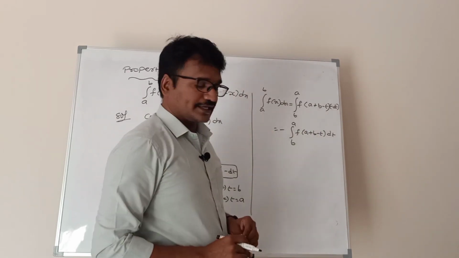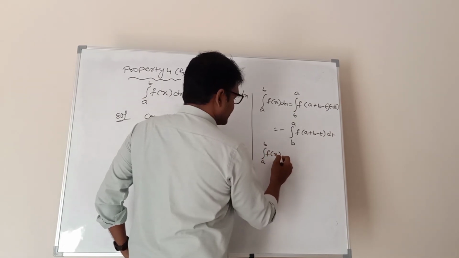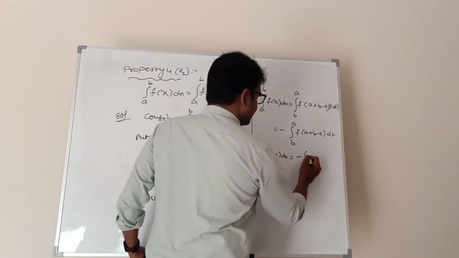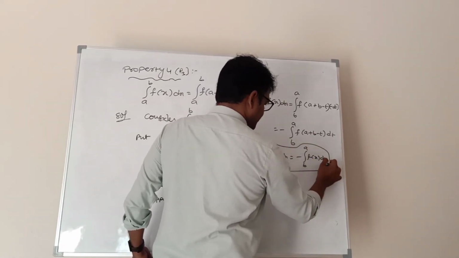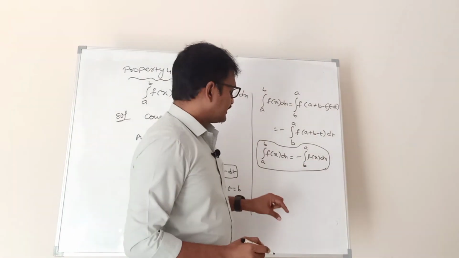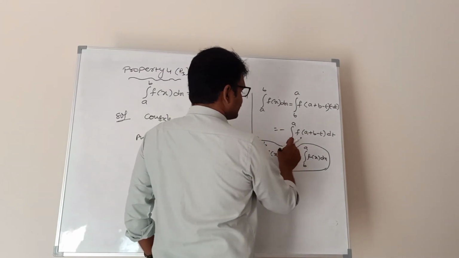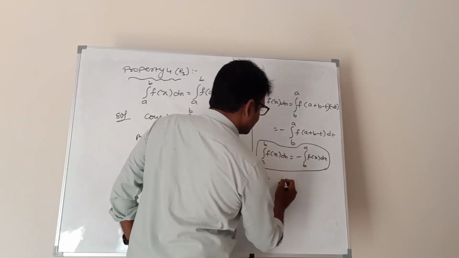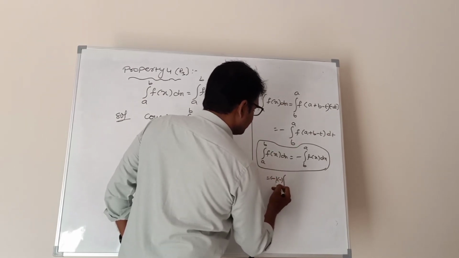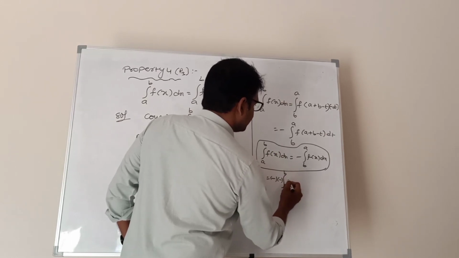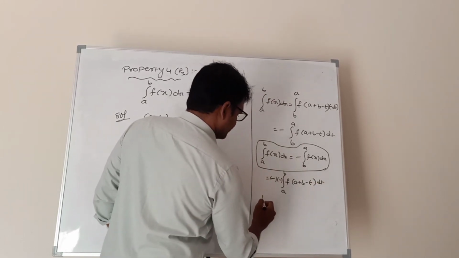Next, according to the second property. What is the second property? Integration of a to b f of x dx is equal to minus of b to a f of x dx. So if you interchange the lower limit and upper limit, you get the opposite sign. Here a minus sign is there, so interchanging the upper and lower limits gives plus. So we get integration of a to b f of a plus b minus t into dt. Next, what is the first property?